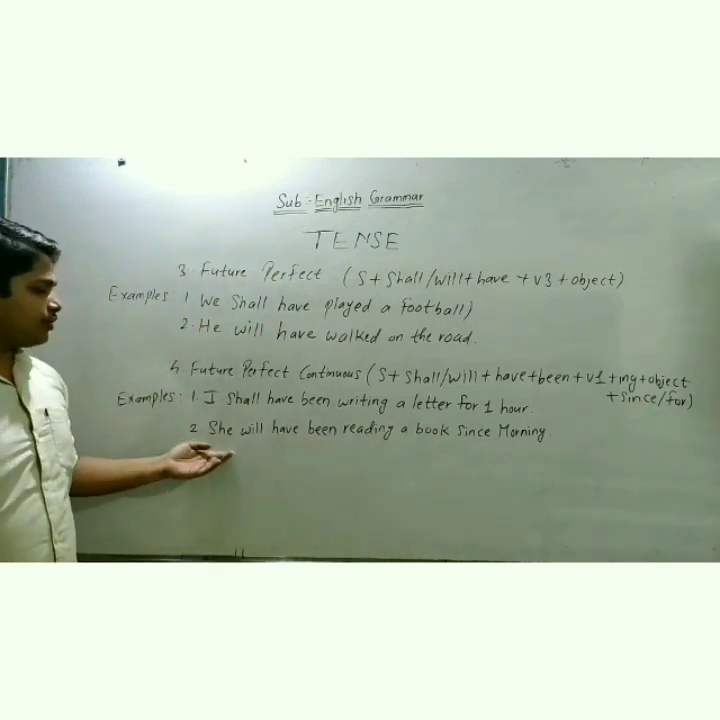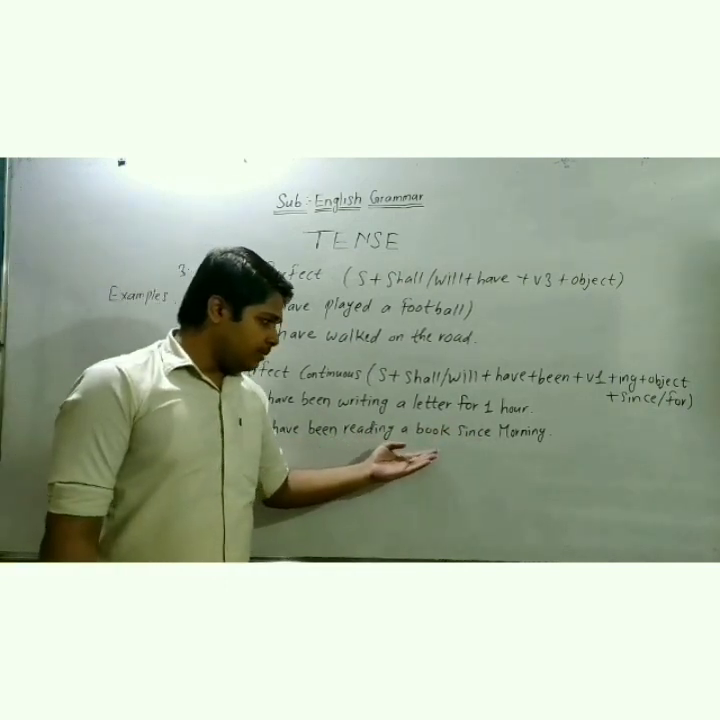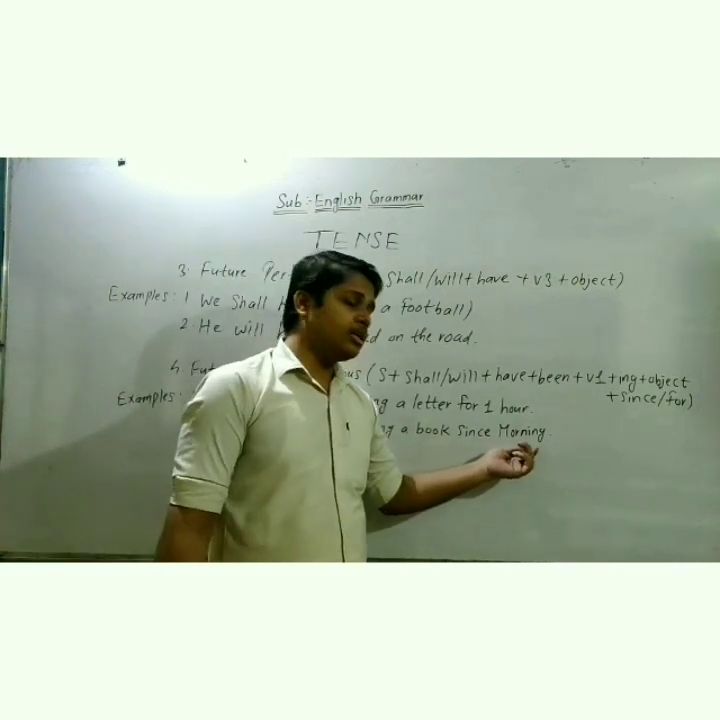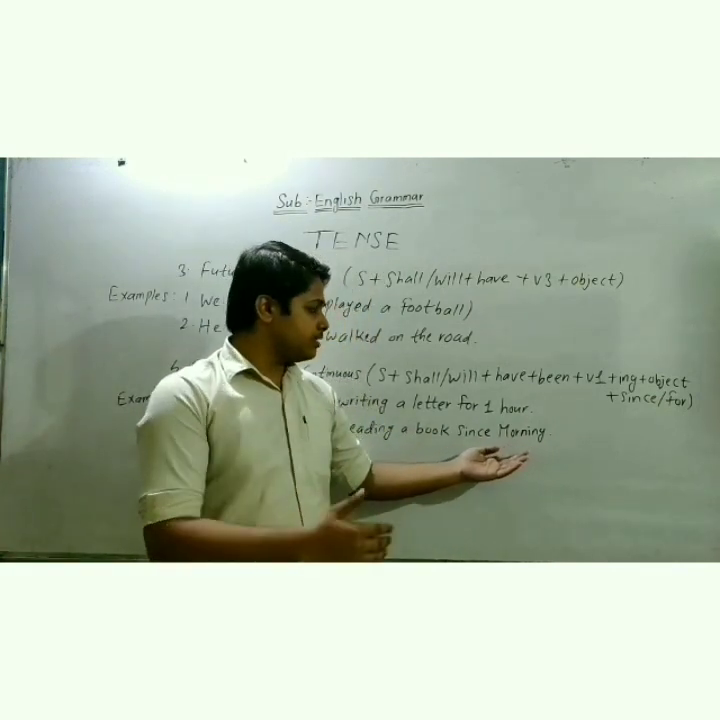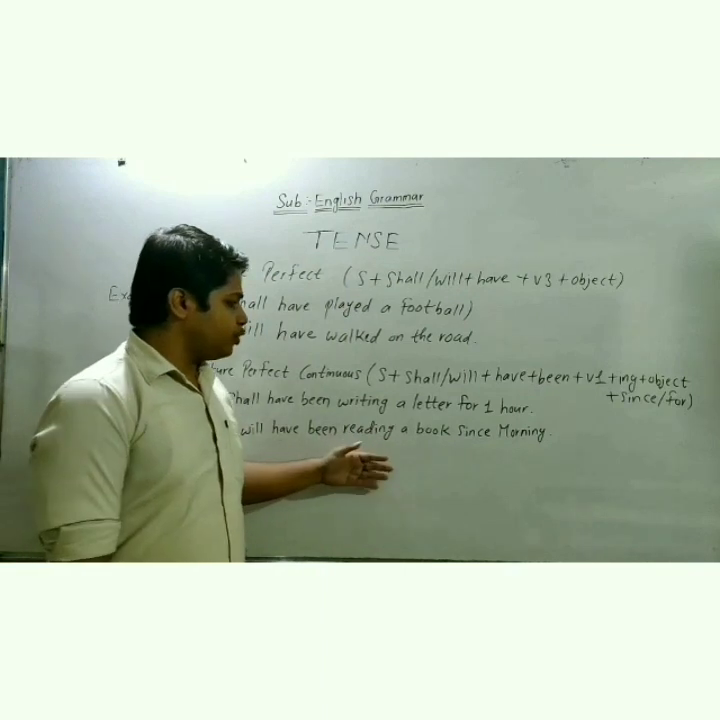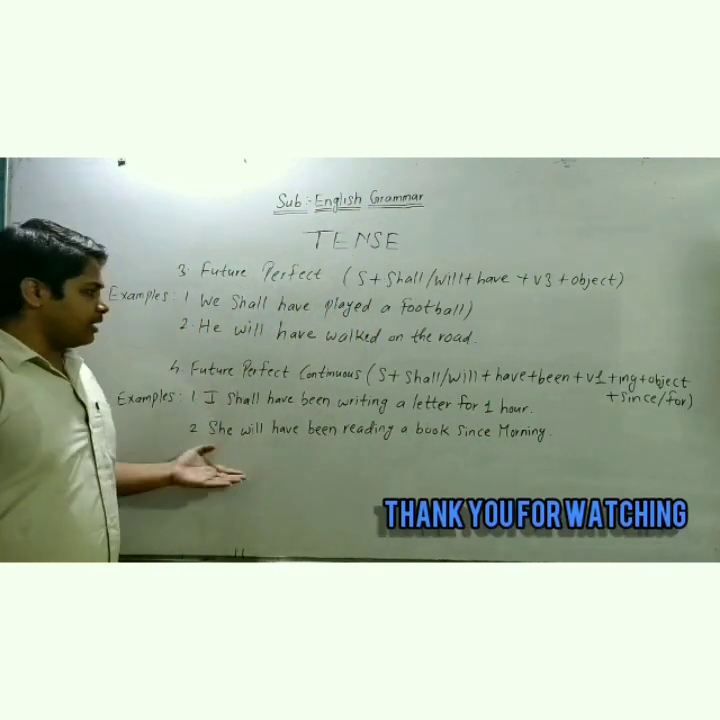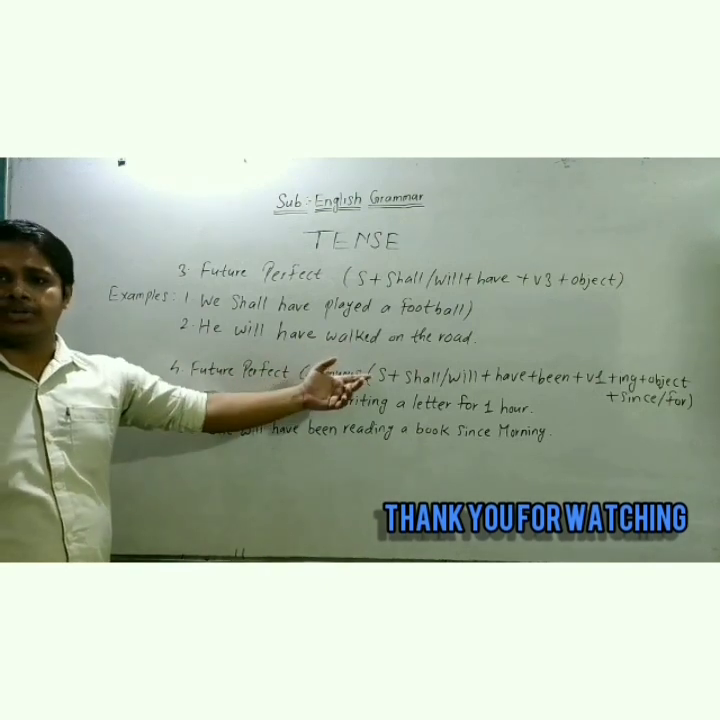And the second example, she will have been reading a book since morning, because the proper time, the morning, is indicated, so we have to use since. We can't use for. So these are the two examples for the future perfect continuous. Thank you.